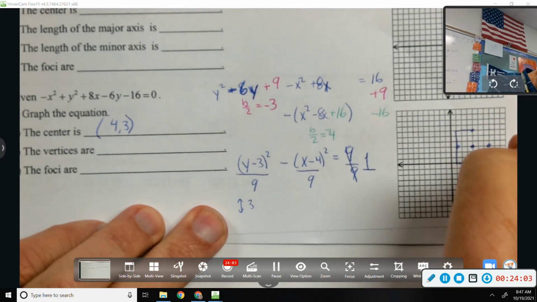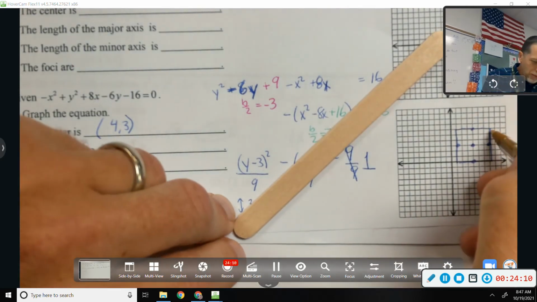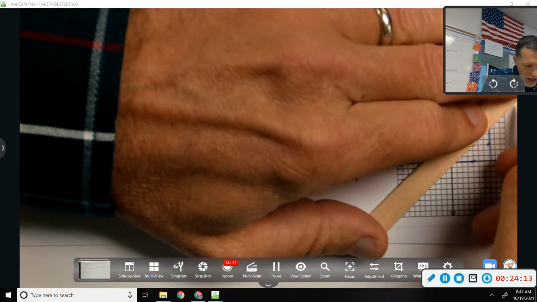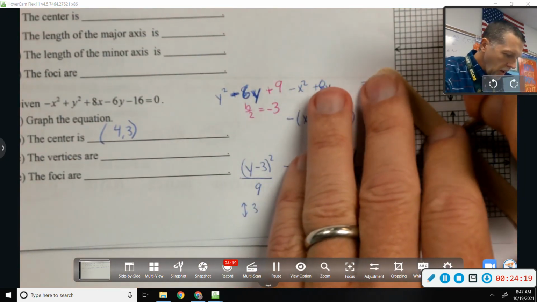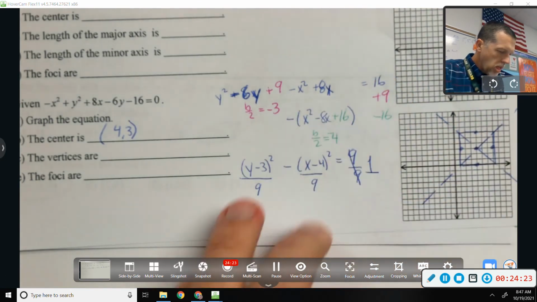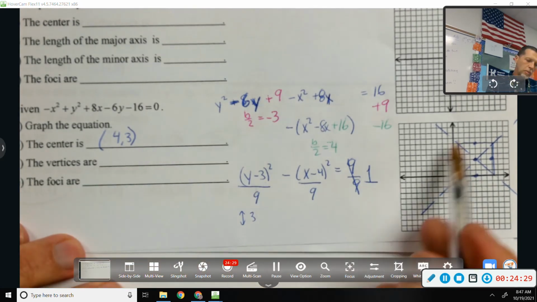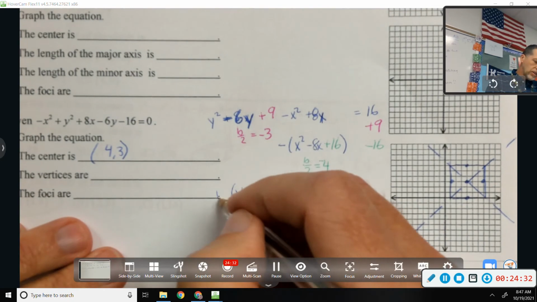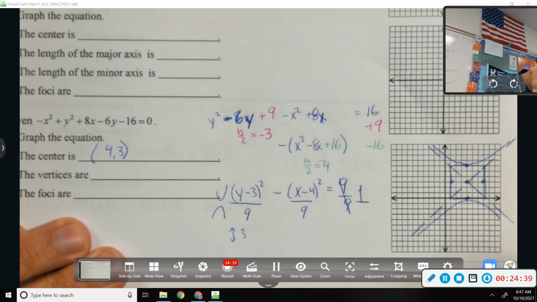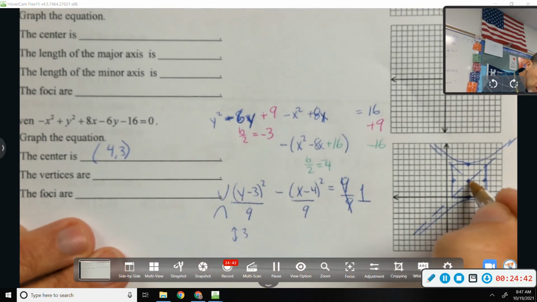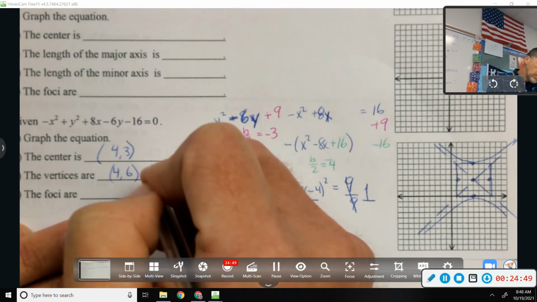After I make the box, what do I do if I want to receive full credit for this problem? You have to put an X in there. Got to put those asymptotes in there. The vertices are the up and down ones or the left and right ones? Up and down because the y is first. So that would be 4, up 3 and 4, down 3, so 4, 0.